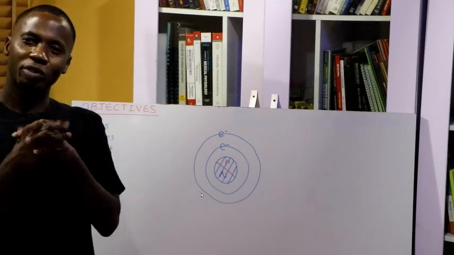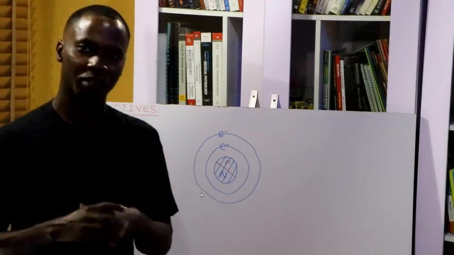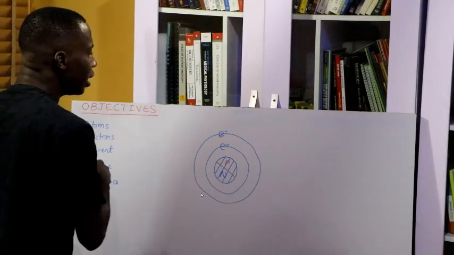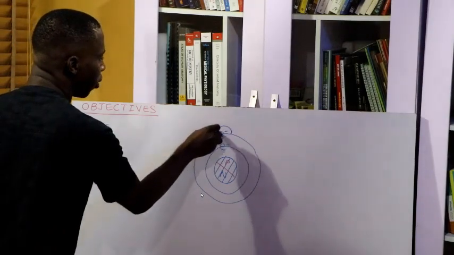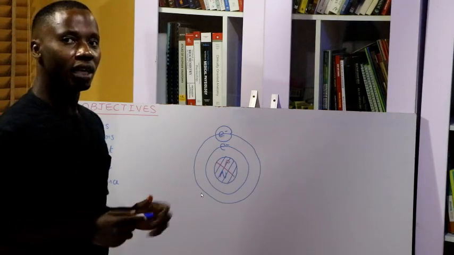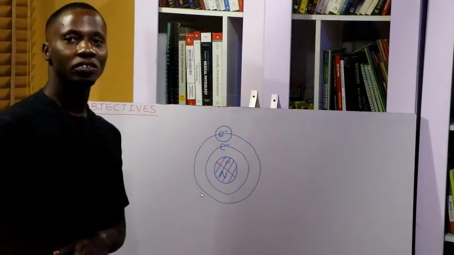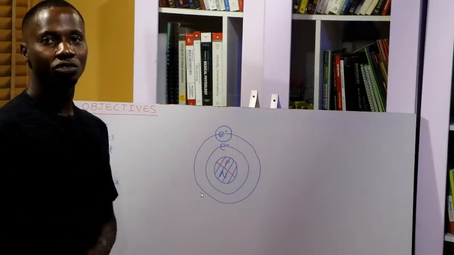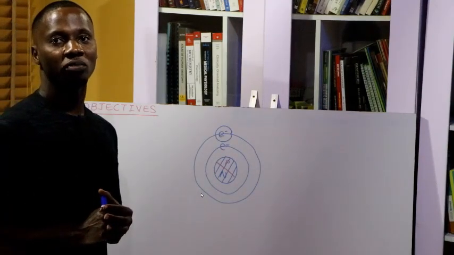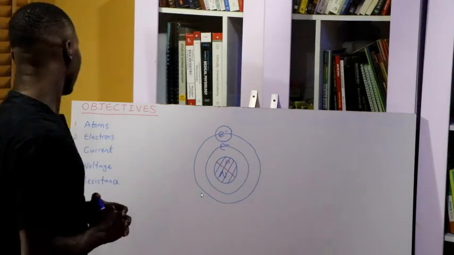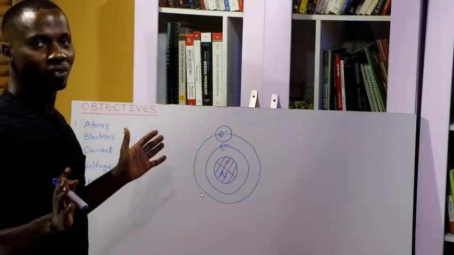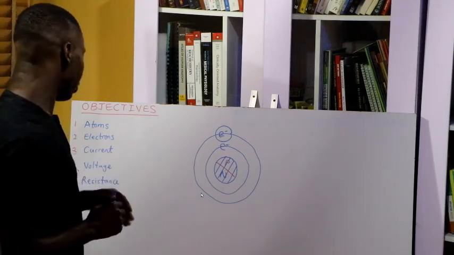But today we are going to be focusing on just 1 out of the 3, and that is the electrons. So, electrons are parts of atoms, and they are negatively charged. That's all we should know about atom for now. I'm sure you're following. Then we're going to now talk about currents.